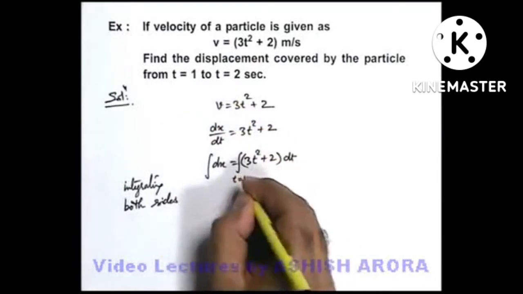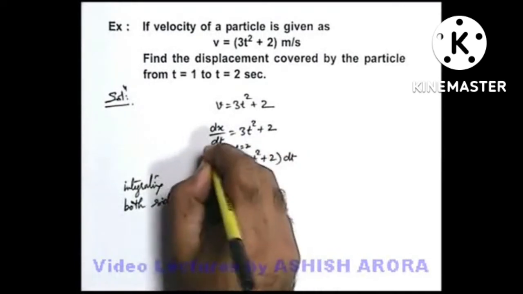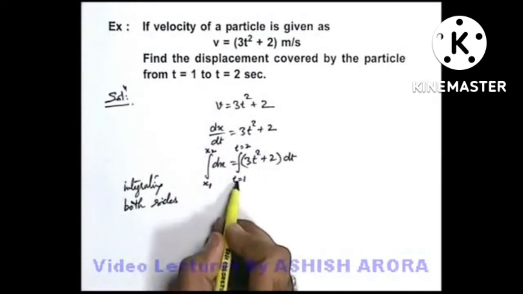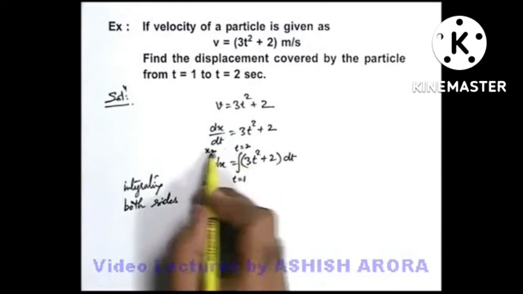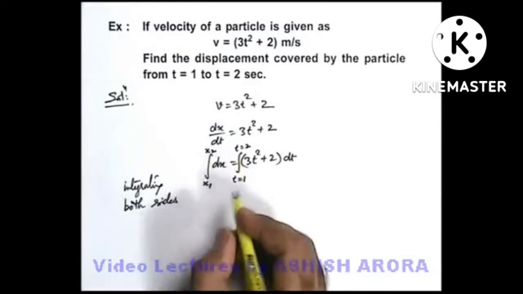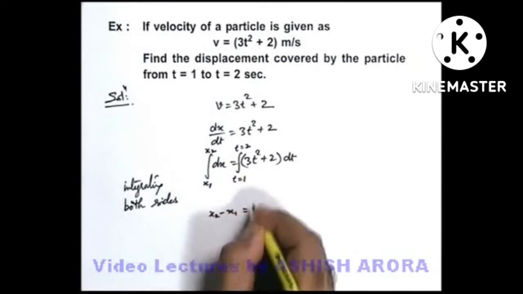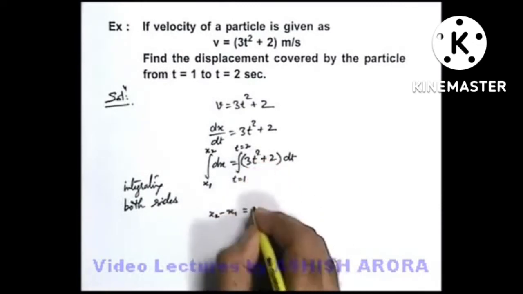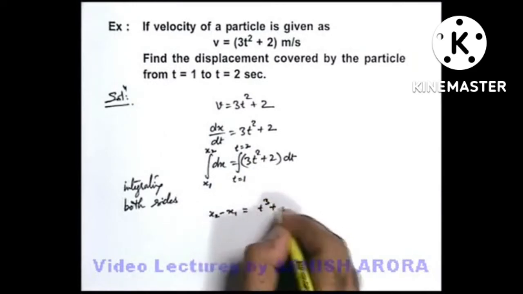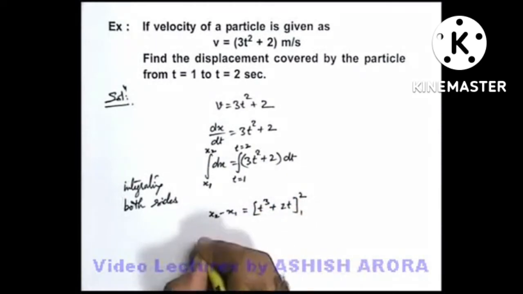Say at t equal to 1 second, the particle was at a position x1, and at t equals to 2 seconds, the particle was at a position x2. So we apply the limits on both sides of the equality which correspond to each other. If you integrate this dx, on the left hand side it will become x2 minus x1. On the right hand side, the integration of 3t square will become 3 into t cube by 3, so it will be t cube, plus the integration of 2 will be 2t. We apply the limits from 1 to 2.